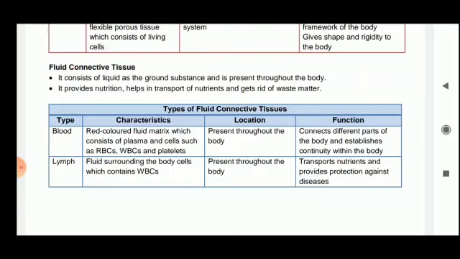That means we can use the term transportation here. You will learn in class about transportation in plants and transportation in animals. Transportation in plants is done with the help of the xylem and the phloem tissues, but transportation in animals is done with the help of these tissues, and these are basically transporting vehicles, transporting carriers: blood and lymph in the human body.